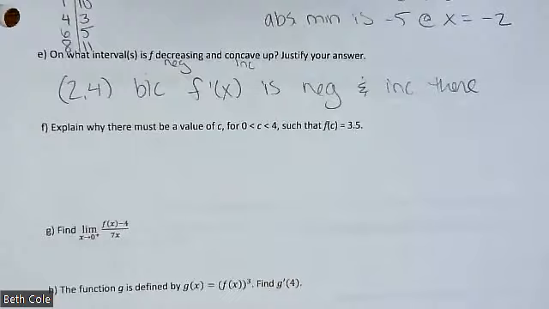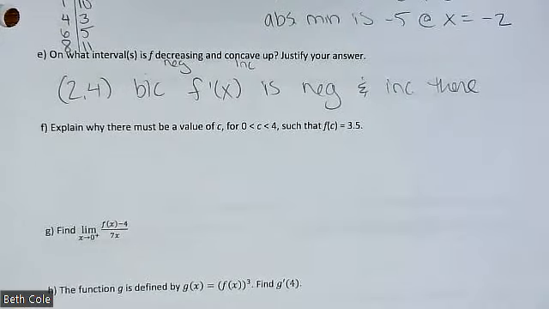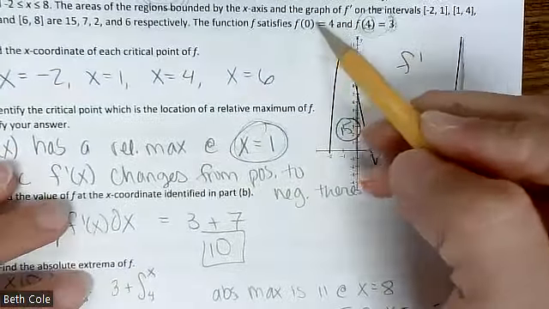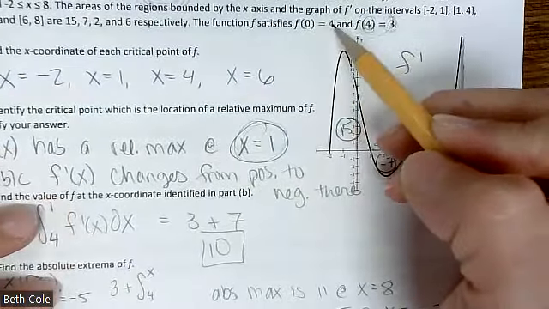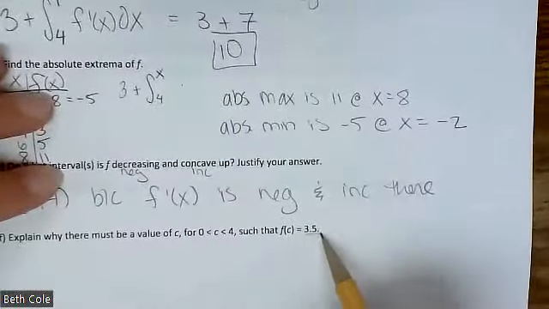Explain why there must be a value of c from 0 to 4 such that f of c equals 3.5. Hold on, did I mean to make that f prime? Oh, no, I didn't. Sorry, I forgot about reading the question. When you come back up here, f of 0 is 4, f of 4 is 3. The one they want us to justify is 3.5.